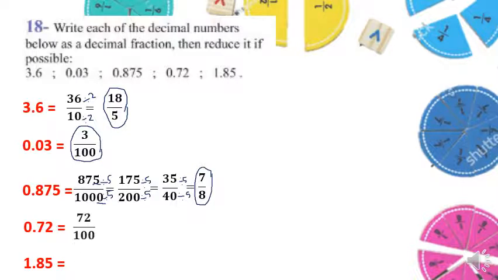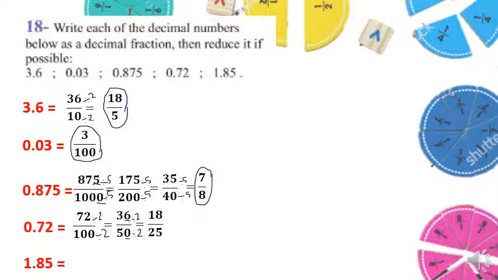Now 0.72, it's 72 over 100. They are even numbers, so divide them by 2, divide this one also by 2, you will get 36 over 50. Now let's look. 36 ends with 6. This one, 50, ends with 0. So they are even numbers. So we divide by 2. Dividing them by 2 means find their halves. It will give me 18 over 25.